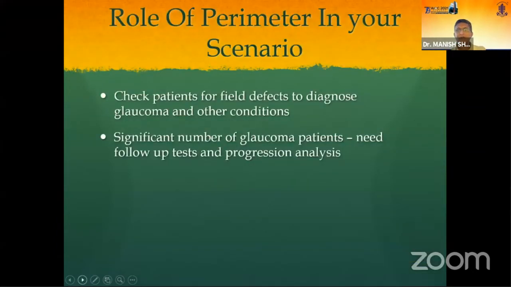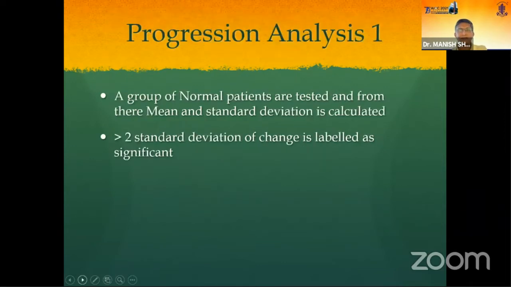So first of all, before you decide to come into the market, you have to know why you are buying a perimeter. If you are an individual practitioner just having a small clinic, why do you need the perimeter? Are you just going to check patients and diagnose glaucoma and other conditions where there are defects in the visual field? Or do you want to have a significant number of glaucoma patients who need follow-up tests and progression analysis, and you are going to manage them in a very, very scientific manner? The whole key comes down to these glaucoma patients who need progression analysis.